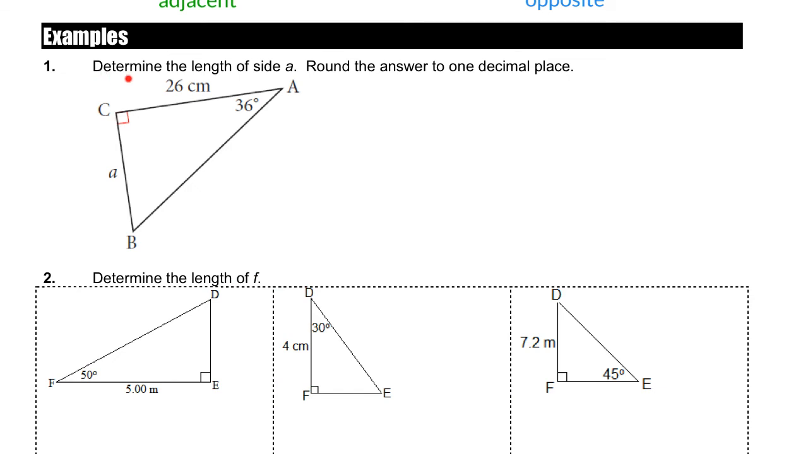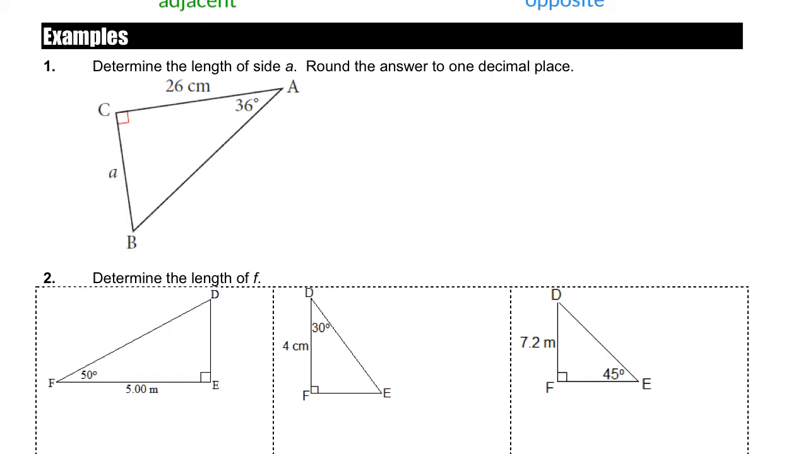Okay, first example: determine the length of side A. There's side A. We're trying to find this side length. Round the answer to 1 decimal place. So we have an angle, we have one side, and we want to know this side. We don't know the length of this side, so we can't use the Pythagorean theorem. We have to use a trig ratio. So the question is, do we use sine, cosine, or tangent?